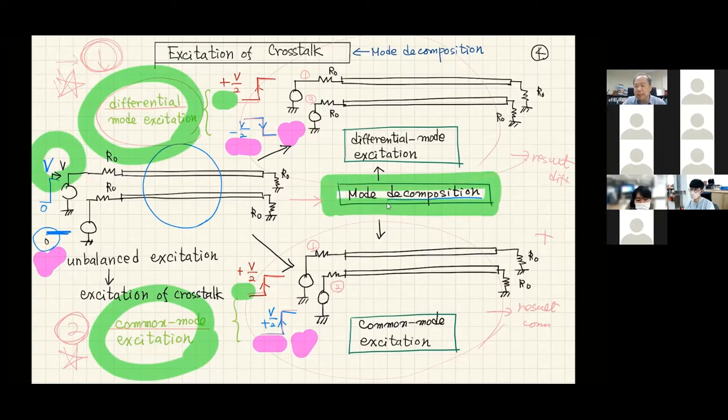Junior, I can see your face on the screen. Thank you for joining us today and attending the class and paying attention to us. Would you shortly summarize this mode decomposition method for us?